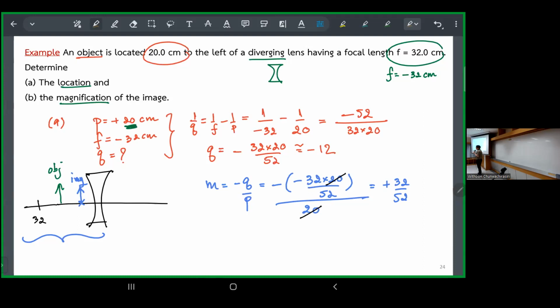Make sense? I mean it doesn't say that it's in front of the lens. Right, you have to know it by yourself, by knowing that it's a diverging lens. That you have to determine by yourself. So in general, they just say, hey, it's a diverging lens with a focal point of 32, but you have to put the negative sign by yourself.